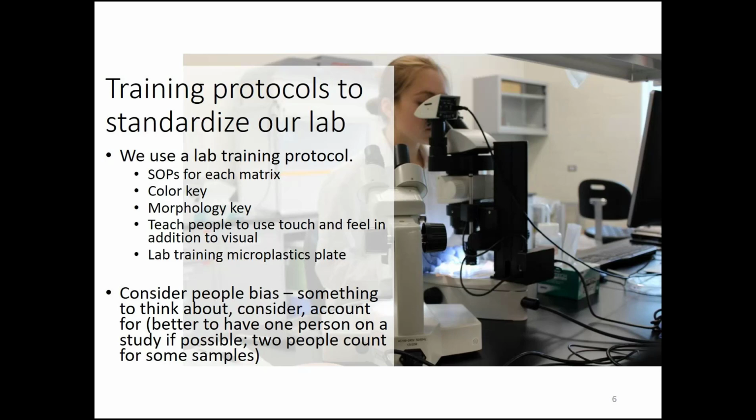So we have developed a very strict lab training protocol where we have SOPs or standard operating procedures for every matrix. We have a color key, we have a morphology key, which I'll talk about in a bit. And then we teach people how to use touch and feel in addition to visual when they're under the microscope. And Keenan has created a plate of microplastics where she knows how she would categorize them. Some are plastic and some are not, and basically to test people at the end of their training. And it's important to do this protocol and also to consider people bias and maybe do some statistical analyses to see whether or not you have that bias to figure out and inform how you can address that bias.